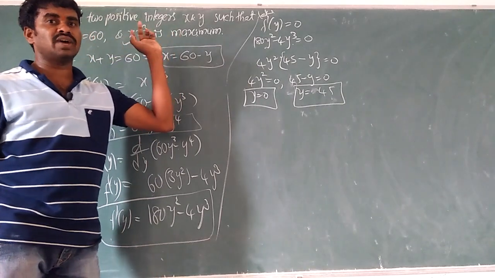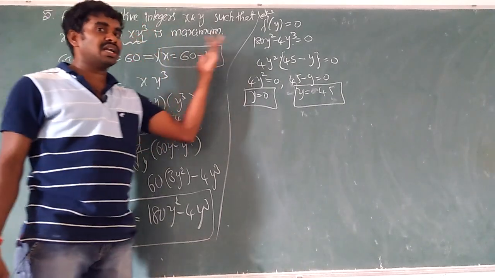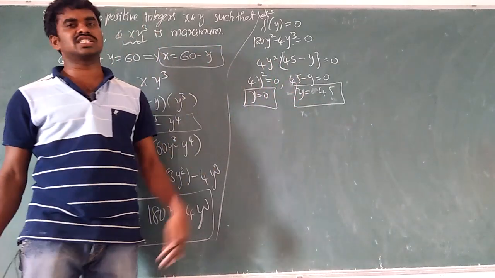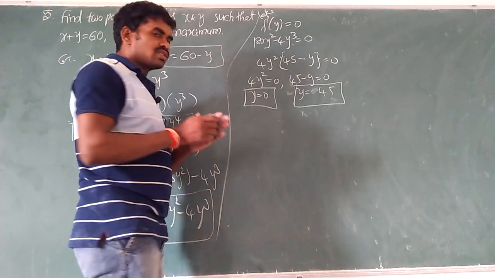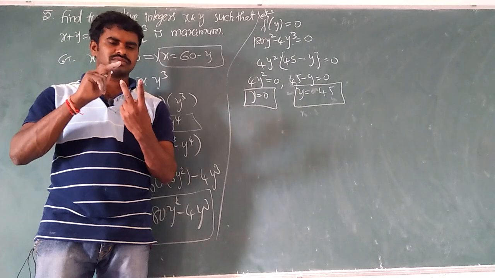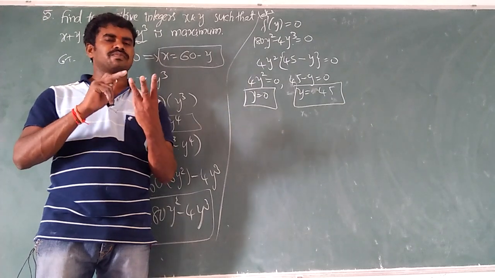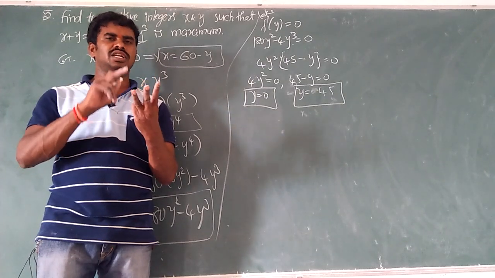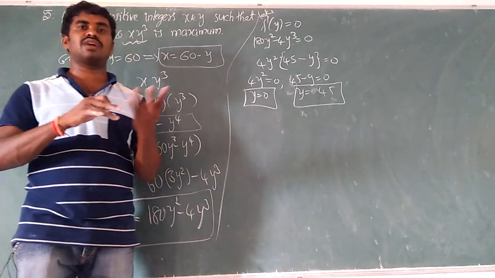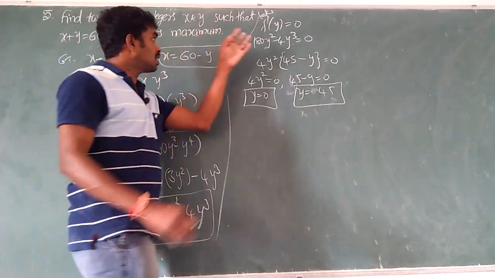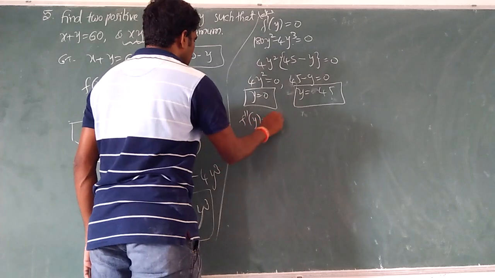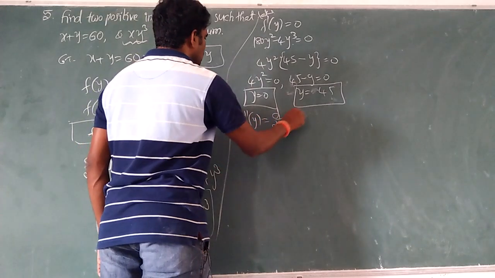So let us see, we have to get the maximum value. To get the maximum value, we should get f double dash, the double derivative, less than 0. Let us check. Very simple here. We have to remember: first find the function, second the derivative, third the derivative is equal to 0. In that we get the x value or y value. Next the double derivative. After that, substitute that value. Double derivative means f double dash of y.